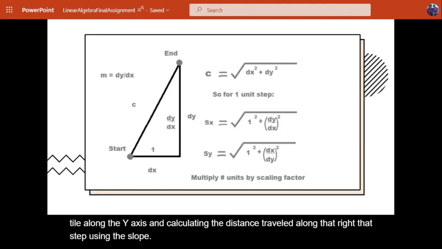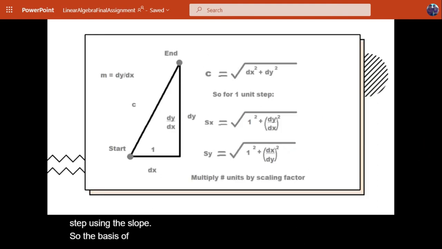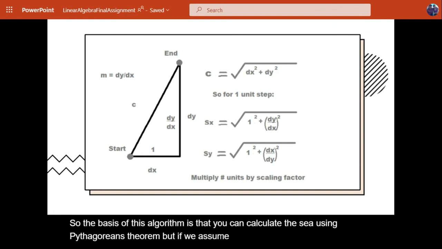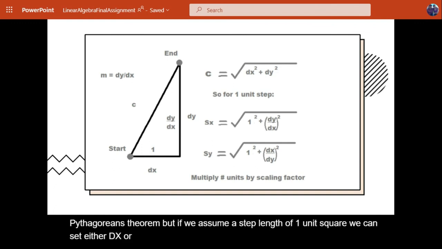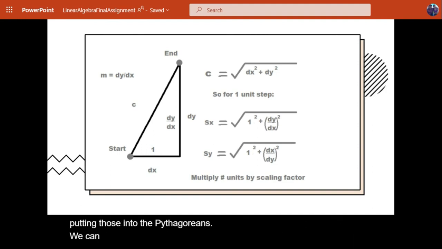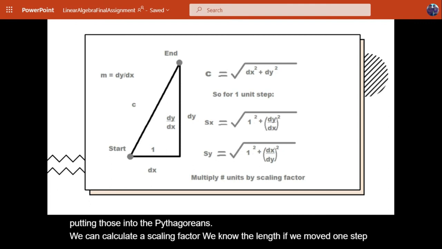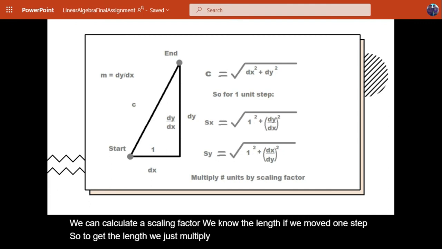So the basis of this algorithm is that you can calculate the length of C using Pythagorean's theorem, but if we assume a step length of 1 unit square, we can set either dx or dy to 1, and the other side becomes dy over dx. By putting those into the Pythagorean, we can calculate a scaling factor. We know the length if we've moved one step, so to get the length, we just multiply by how many steps in that direction.